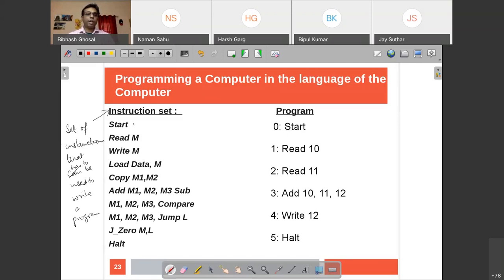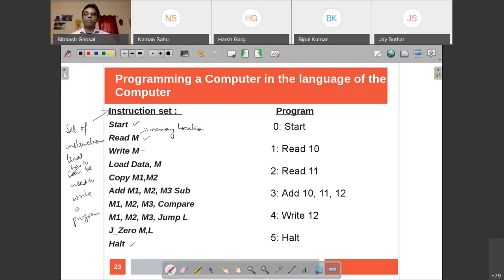There's an instruction called start. There is an instruction called read from a memory location. M means a memory location. There is an instruction called write to a memory location. There is an instruction called load data to a memory location. Copy one memory location to the other. Add two memory locations and store it in the third one. Compare two memory locations and put the result in the third one. Jump if you satisfy these two. Halt means stop. These are the instructions that you are allowed.